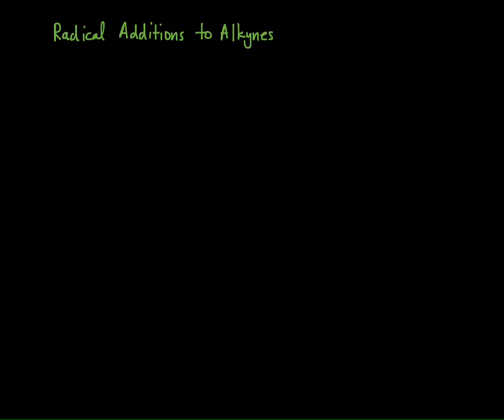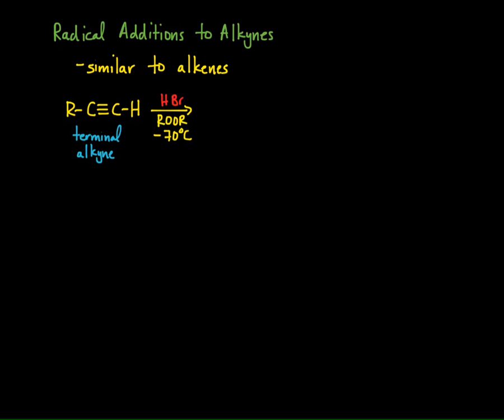So now we can look at the radical addition to alkynes. And it happens that these types of reactions are very similar to radical additions to alkenes. So if I start with a terminal alkyne and I react it with HBr in the presence of peroxides at minus 70 degrees Celsius, I end up with one of two products. So I either get the Z vinyl bromide or the E vinyl bromide in terms of stereochemistry.